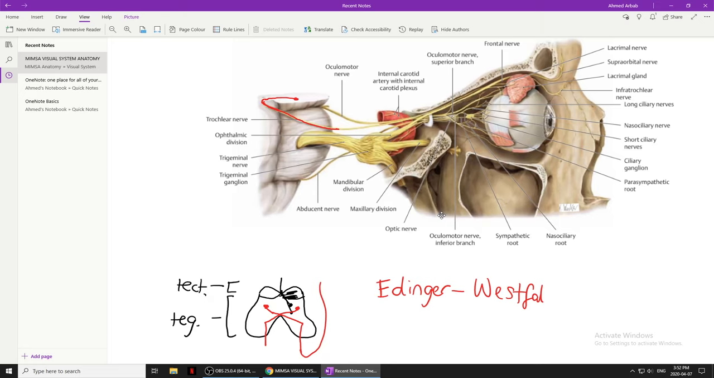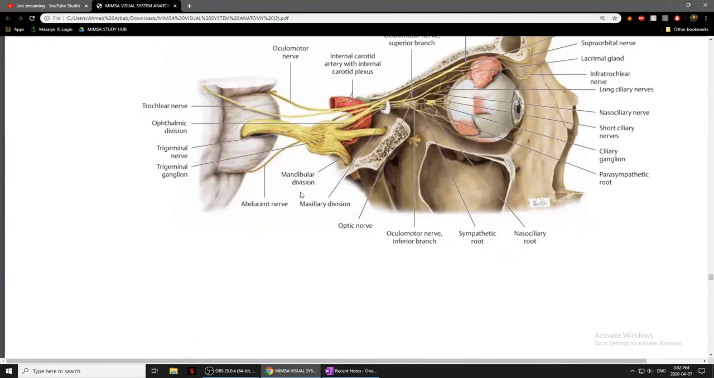And all it does is innervate. So it goes above the common tendinous ring up here. That's the common tendinous ring. It goes above it, and it goes straight to the superior oblique right before the trochlea, and it just innervates it. That's it. Very simple. Last cranial nerve.